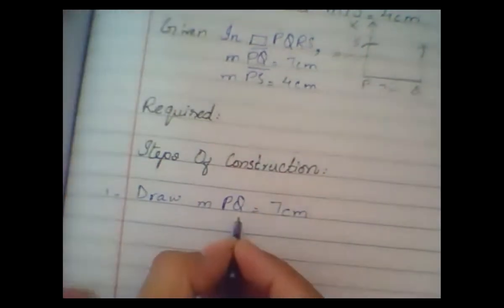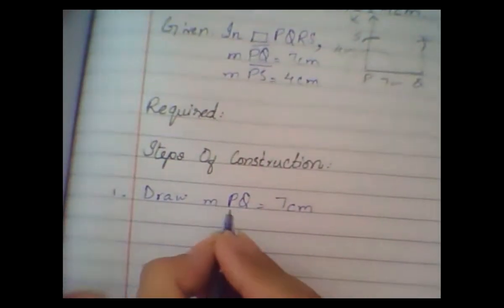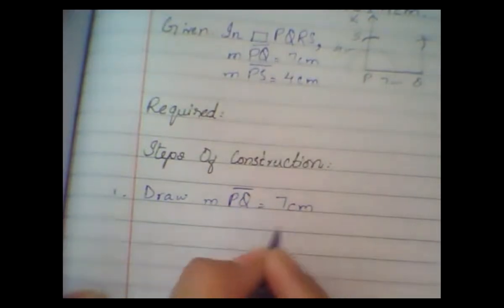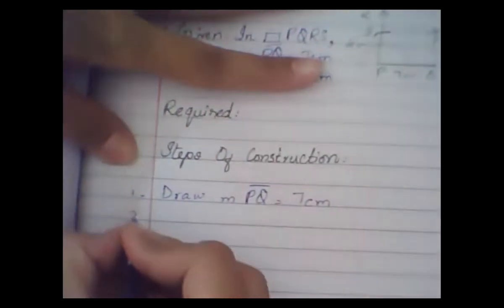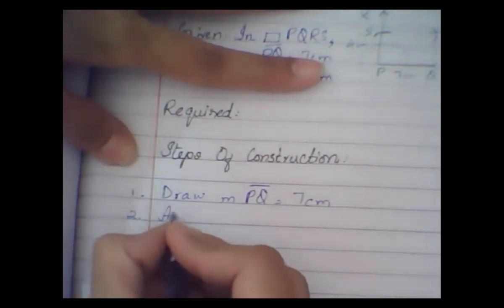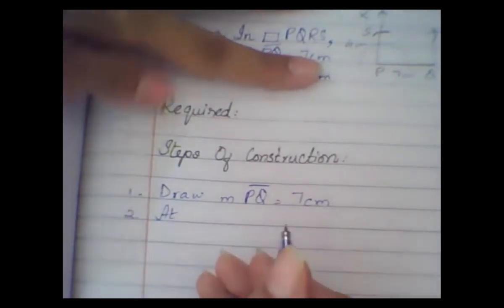Now, is there anything missing? Yes, miss. What is missing? Miss, we will draw a line over PQ. Line segment. Yes, miss. Now, what is step number 2? Miss, at Q, draw QX perpendicular to PQ.